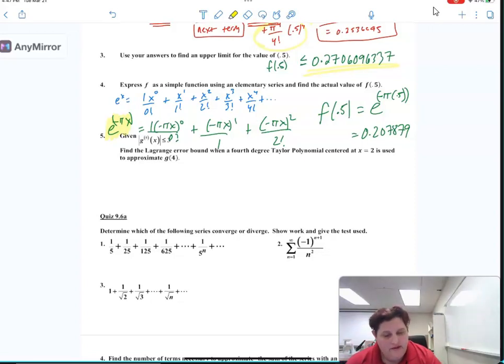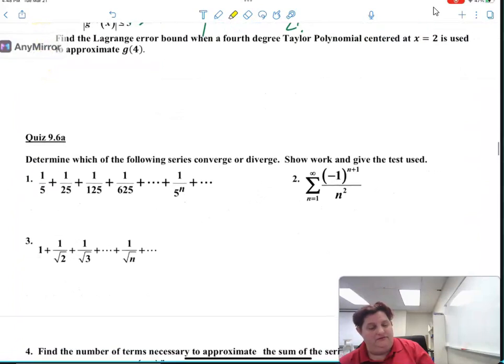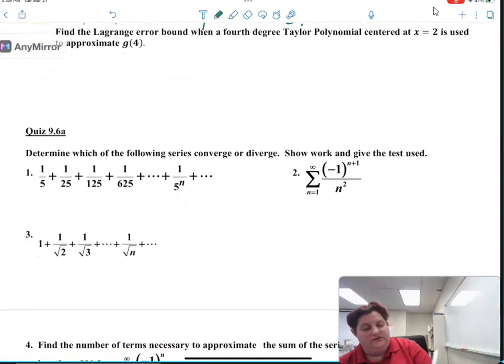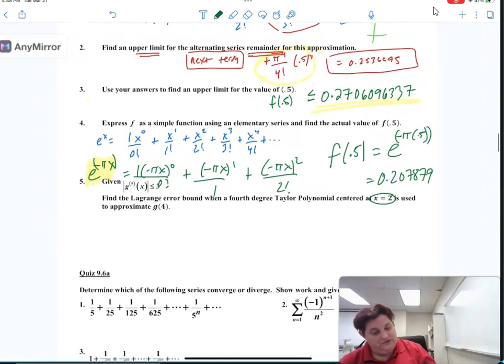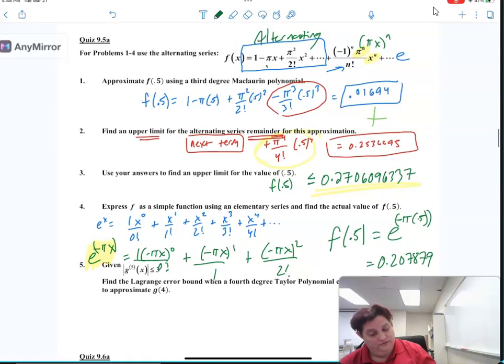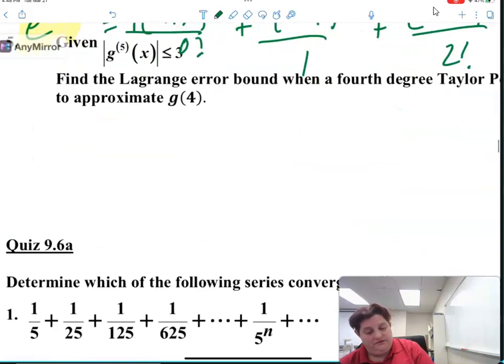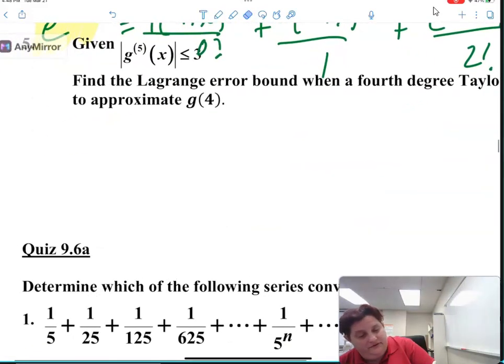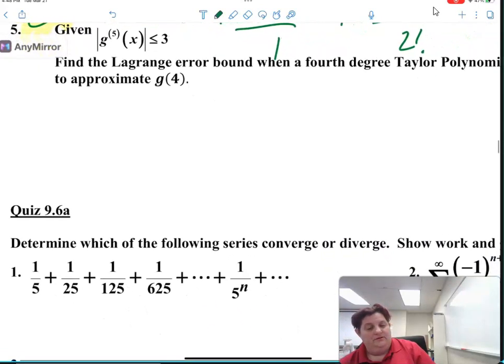All right. Whew. Last question. Lagrange error bound when a fourth degree polynomial centered at 2 is used to approximate g of 4. And we're still using the same function, I'm assuming. Oh, no, we're not using that same function. We're using this function right here. Remove that. Okay, Lagrange error bound.